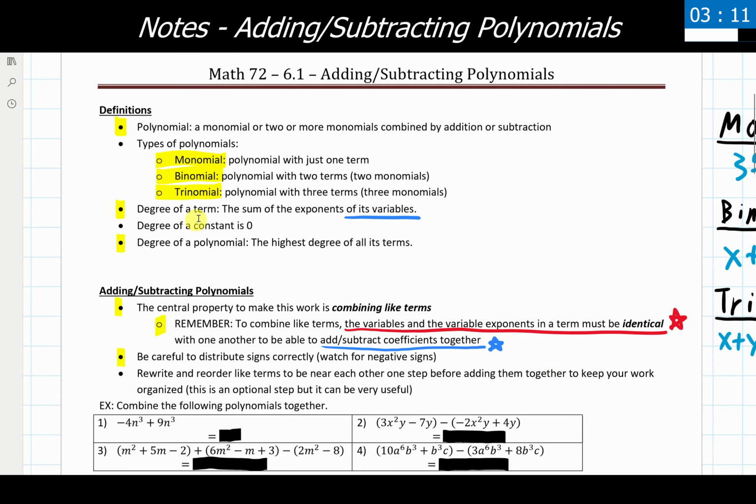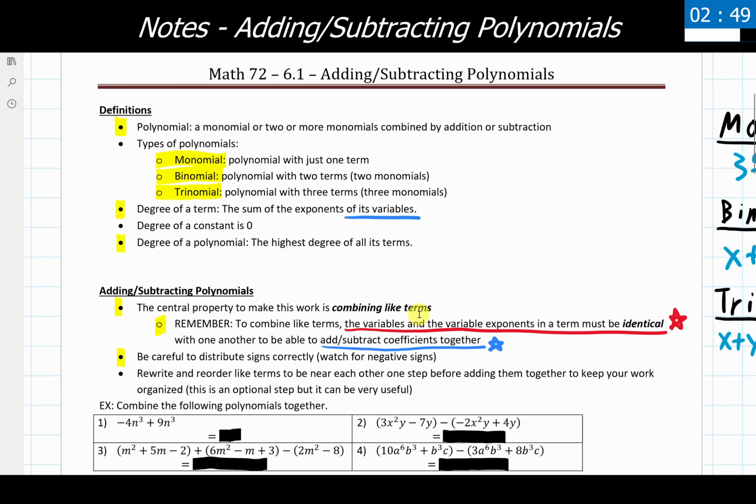Now with that, all the preliminary definitions and things out of the way, we can go ahead and move on to actually adding and subtracting these polynomials together. The main thing that we are going to be using in the property that we are using with adding and subtracting polynomials is something called combining like terms.